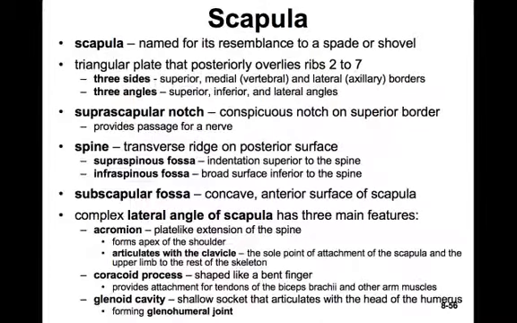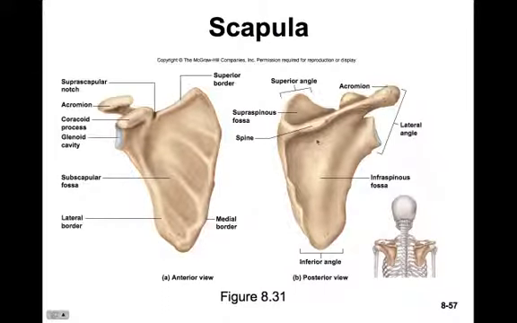We'll also notice a spine, a transverse ridge on the posterior surface. You can see that here. Above the spine is a supraspinous fossa. Below the spine is an infraspinous fossa. Remember, fossa is a large flat area. And then when we flip the scapula over and look at the anterior view, we have the subscapular fossa. So you've got 3 sides, 3 angles, and 3 fossas on your scapula.